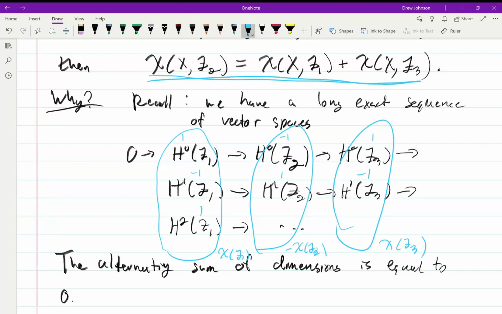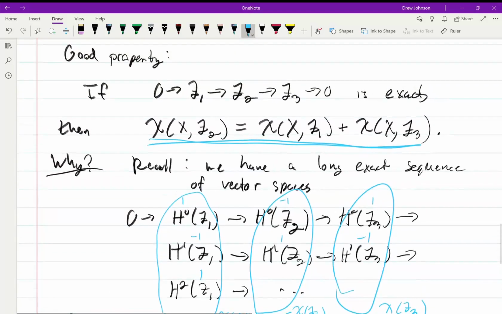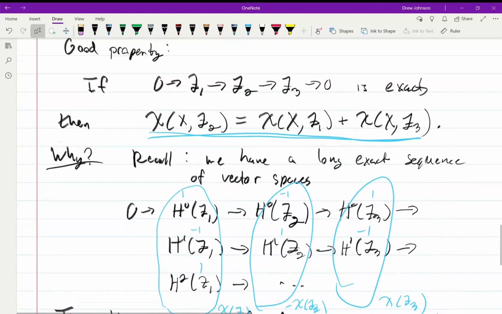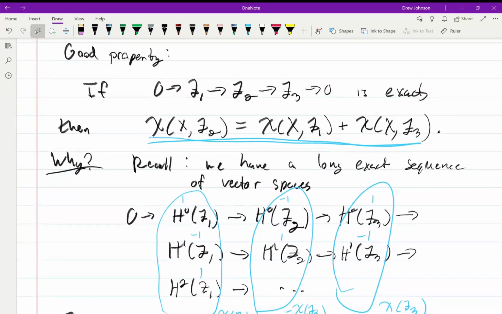This is very nice if you have a sheaf that's constructed and it comes from an exact sequence, two things that you already know about, then you can deduce this Euler characteristic. And the Euler characteristic in this sense is better behaved than just taking the dimensions of the space of global sections, for example, or any individual cohomology group, because it has this nice additivity property.